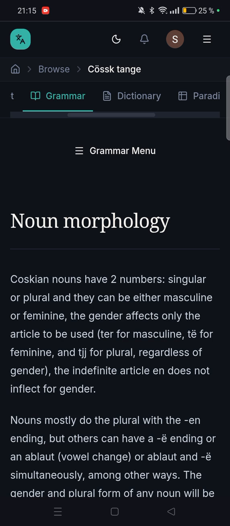The gender basically only affects the article, either affirmative or negative, and the definite one. The indefinite en doesn't inflect for gender. You say en bok and en tighter, it doesn't matter. So bok is masculine, tighter feminine.